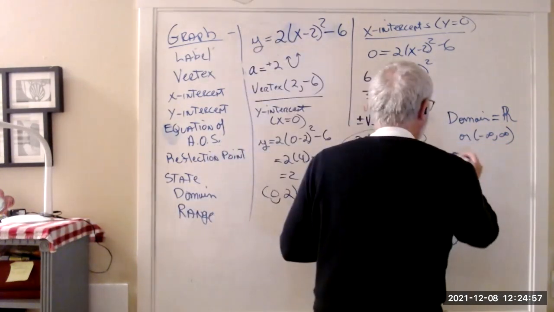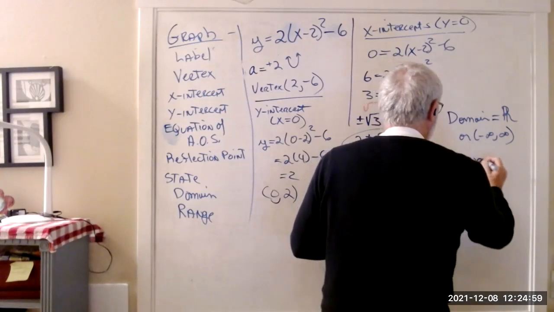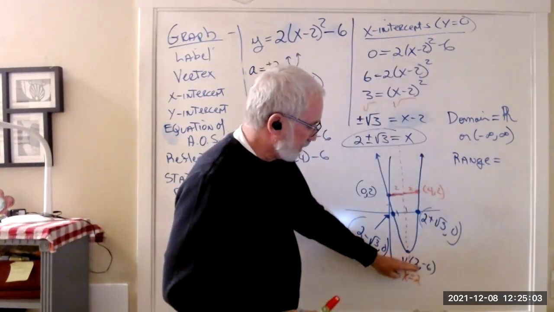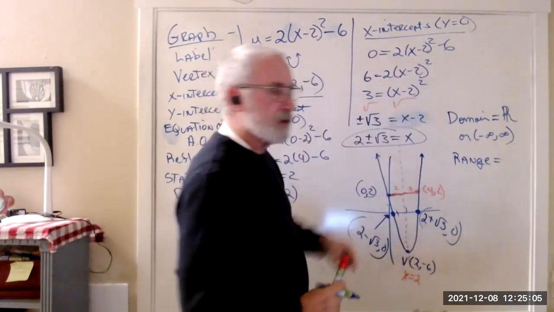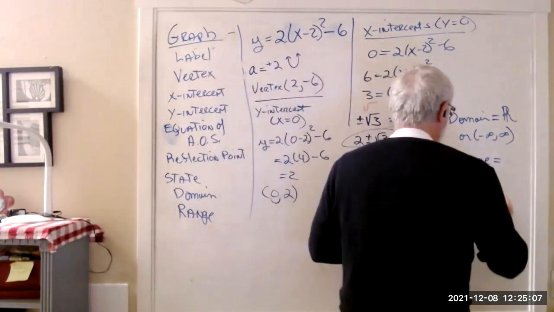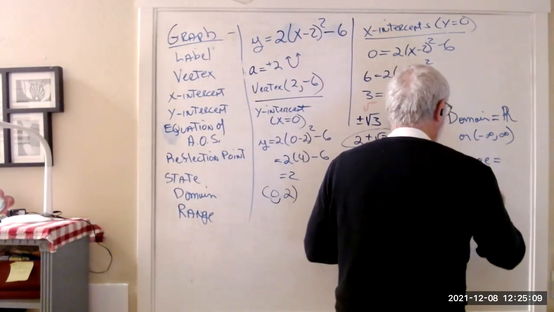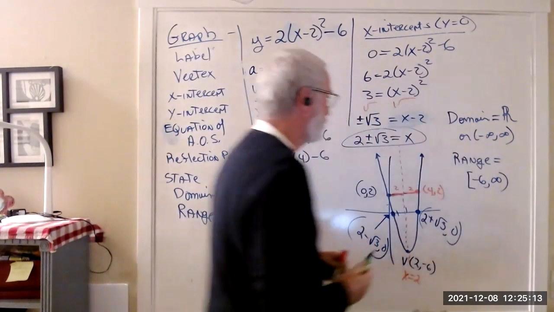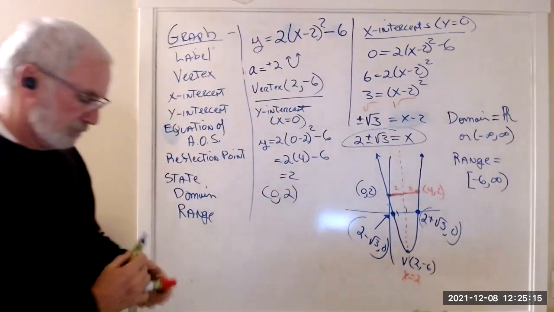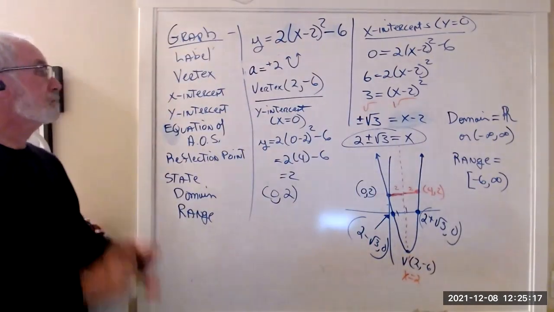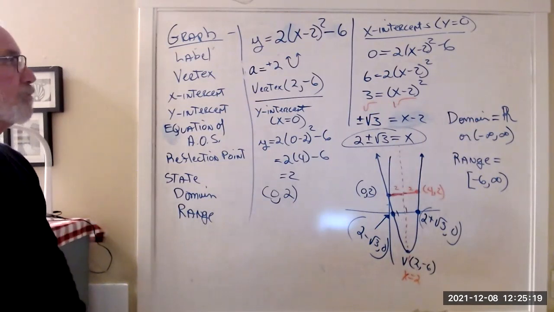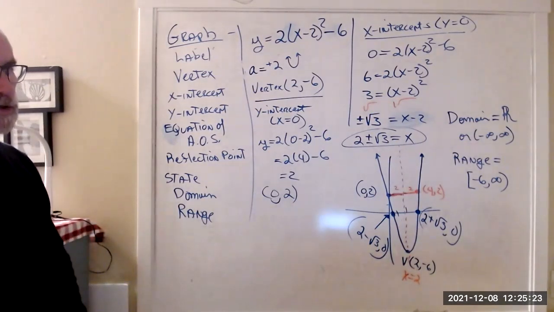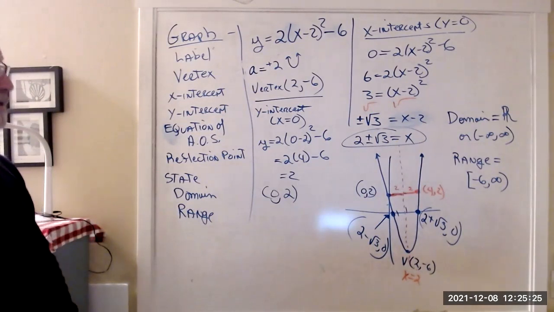The range is from -6 up. The range is all y values, all possible y values. So it's bracket -6, infinity. Okay. There's good chance that that's the question on the test. Almost exactly like that.